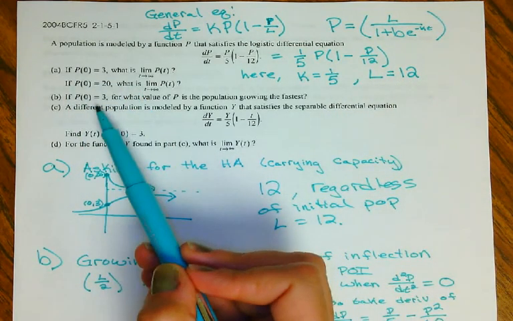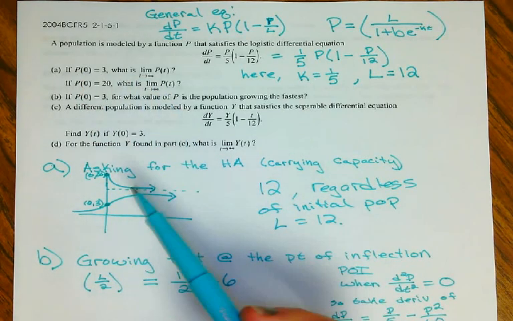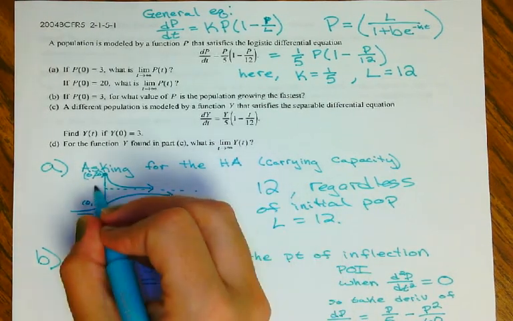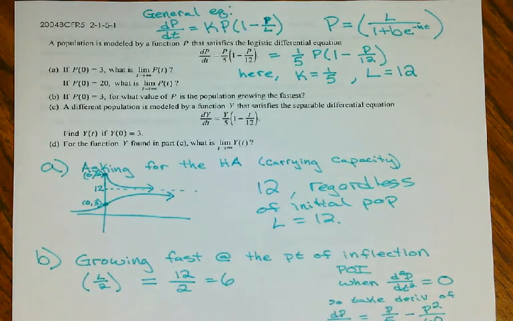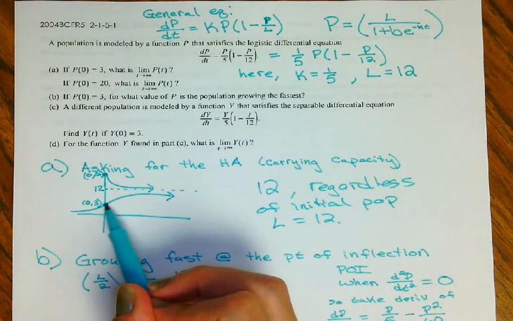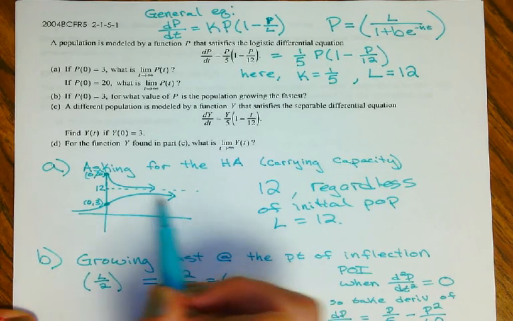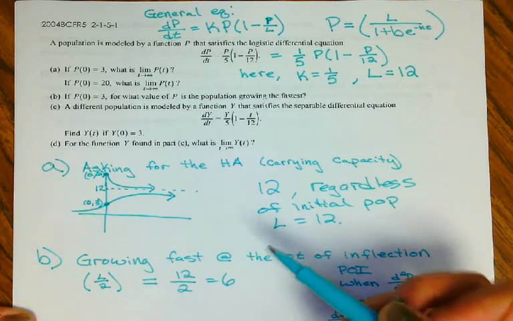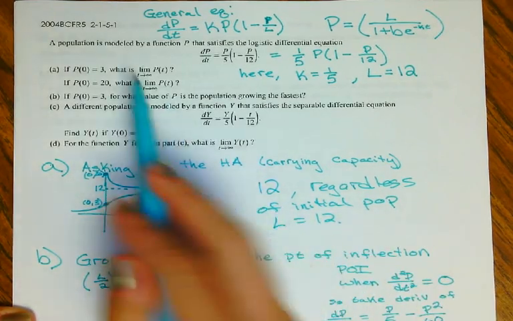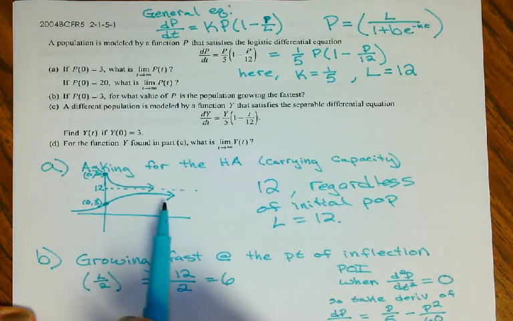When I went to answer part A, at time 0 the initial population was 3. So I sketched in a logistic curve here with a horizontal asymptote at 12, because that's my carrying capacity. This logistic has that initial condition of time 0, 3, and we know it's going to increase until it approaches that horizontal asymptote. So with this first one, the HA is going to be 12.